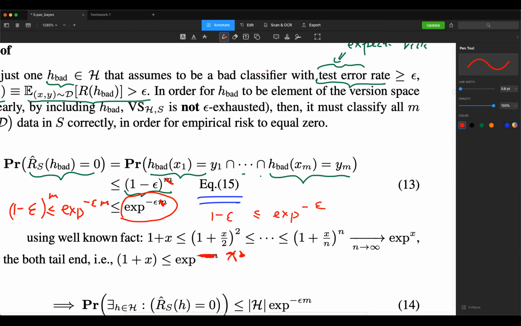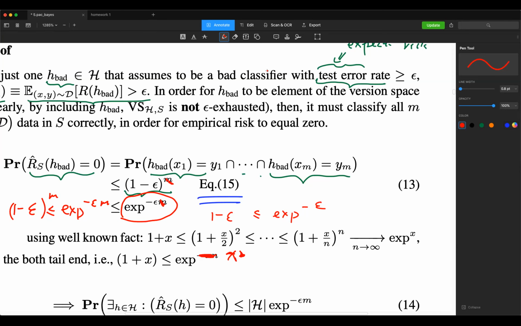Yeah, apologize for that. That's a mistake. It should be this x. I will have my notes corrected after the class. Any concerns about this? Okay.